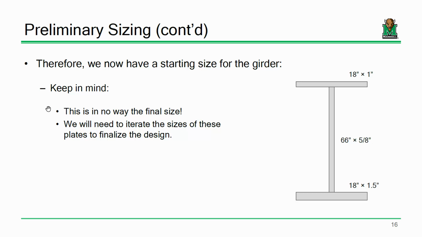So hopefully you think that this is a pretty easy means of sizing something. I mean, again, this is phase 1. You'll need to iterate this to get an optimized girder in the end. Yes?